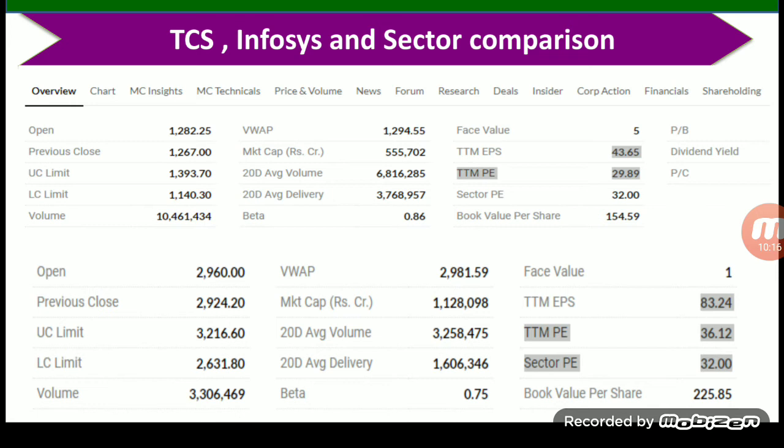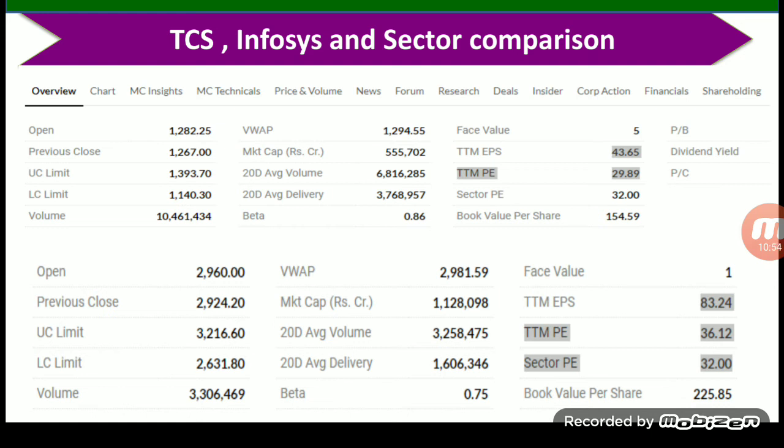If we take the example of TCS, I have highlighted TTM here, which is the trailing 12-month P ratio. We will discuss later what this TTM is. Consider the P ratio is 36 in the case of TCS, and it is more than 32, the sector P. The sector P is 32 and TCS has a higher P ratio, 36.12. So what conclusion can we draw?